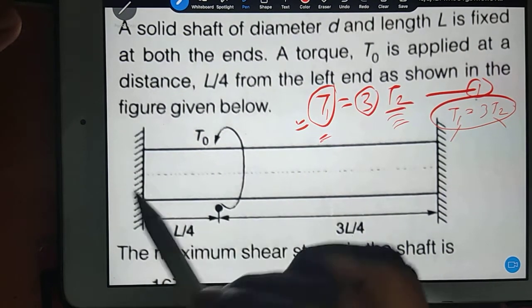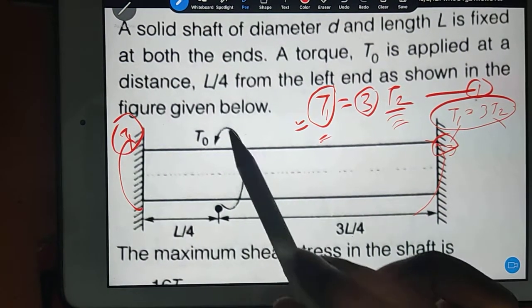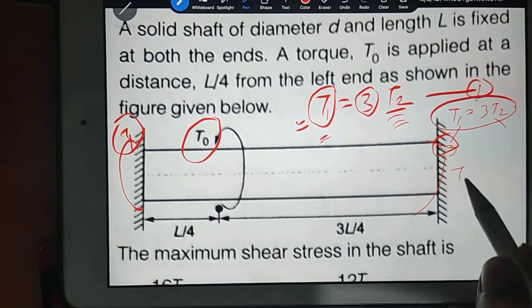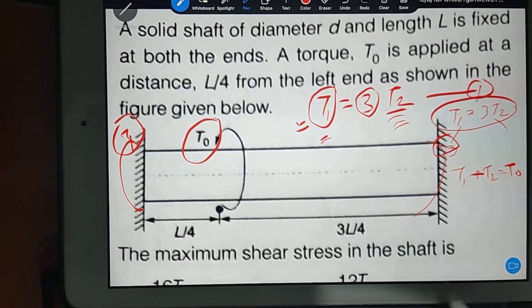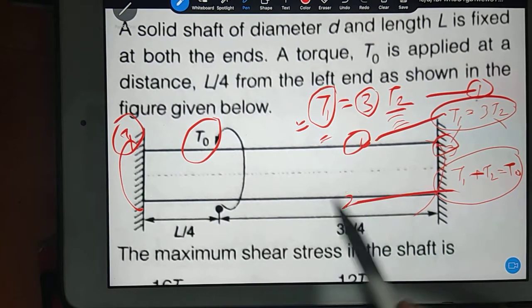Again we know that here we have T1 and here we have T2. They are coming because of this torque, right? So we can add T1 plus T2 is equal to T naught. So we got our second equation. So this is considered as the first equation, this is considered as the second equation.